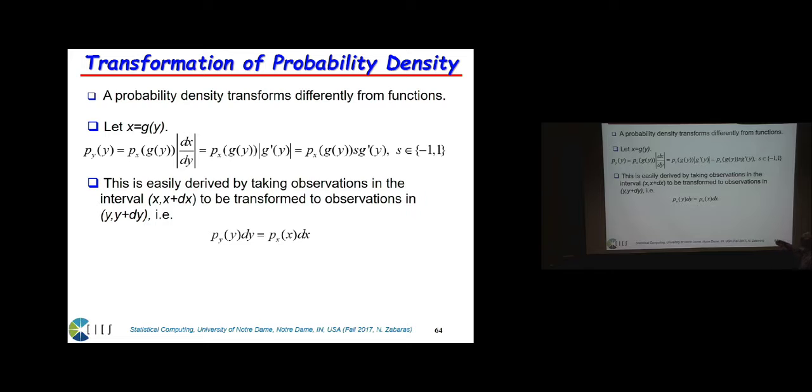You can think of this as the change of volume when you transform from the x domain to the y domain. Of course, you can do this in high dimensions as well, but this is in absolute value. That's why you will see this coefficient s when I use this derivative, g prime of y. If this derivative is negative, I put s equal to -1 to make it positive. Okay, so it looks like that.